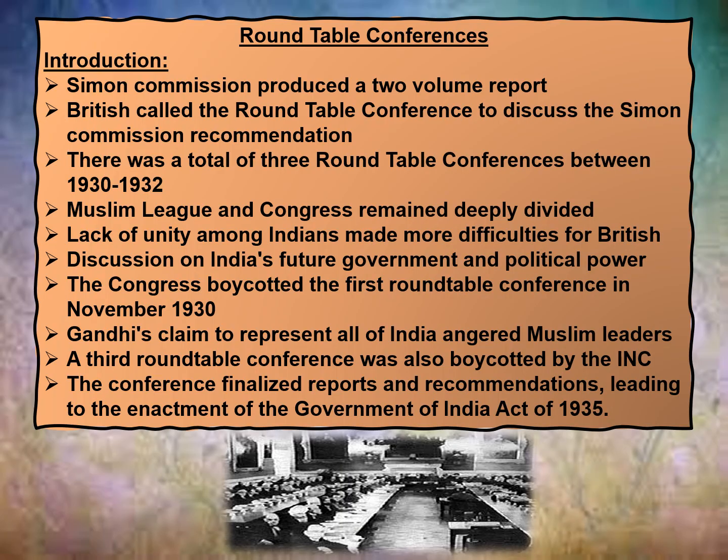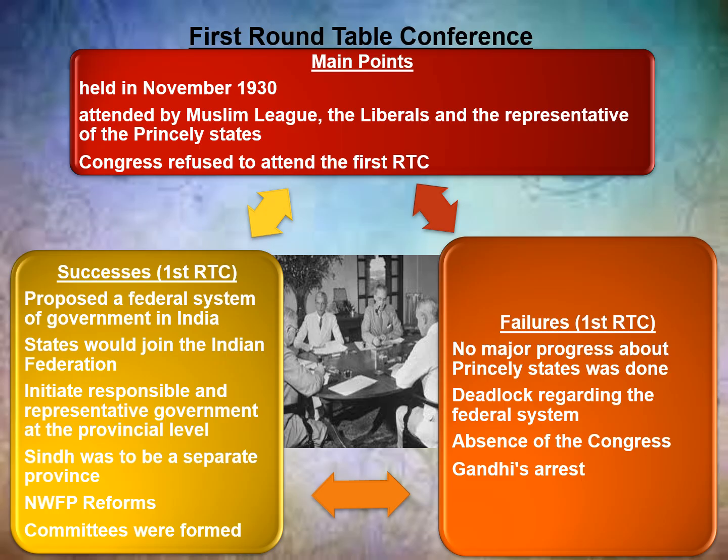If we talk about every conference, we are going to see the main points, and the successes and failures of every conference. First of all, the first Round Table Conference was held in November 1930. It was attended by the Muslim League, the Liberals, the Labour Party of Britain, and the representatives of the princely states. Congress refused to attend the first RTC because Gandhi was imprisoned due to the civil disobedience movement.